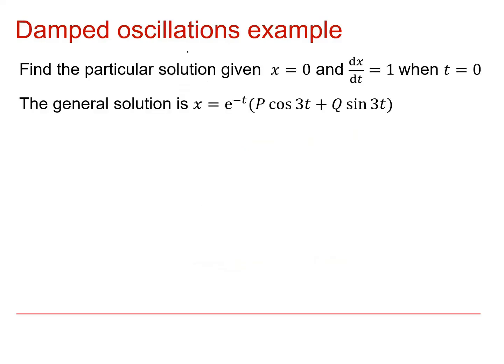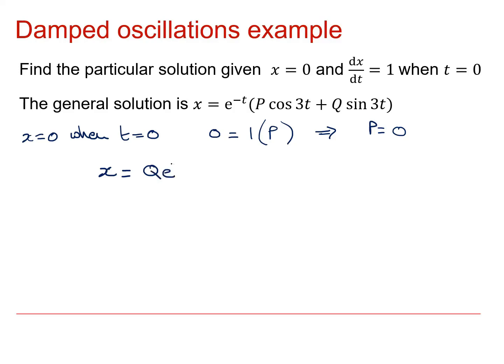So if we want to find the particular solution for these initial conditions, t equals 0, same thing being applied to both of these, so these are initial conditions, when I've got this general solution. So let's start out with x equals 0 when t equals 0. So that's going to give me 0 is equal to 1 times p, and the q is 0, so that's going to give that p equals 0. So this general solution immediately becomes x is equal to q e to the minus t sine 3t.